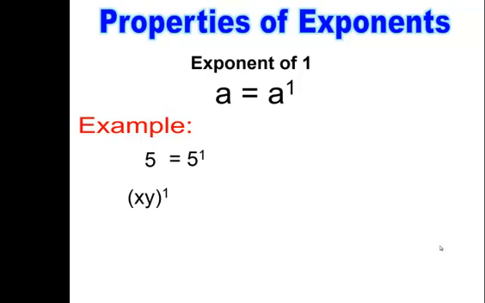When you're asked to simplify and you have a quantity raised to the 1 power, it's simply whatever that quantity is, in this case, xy. You can't leave something with the 1 power. In simplest form, that 1 power would go away.